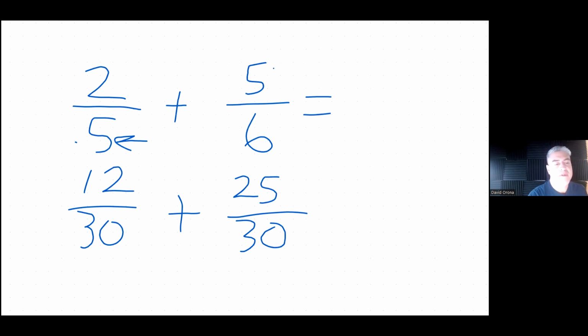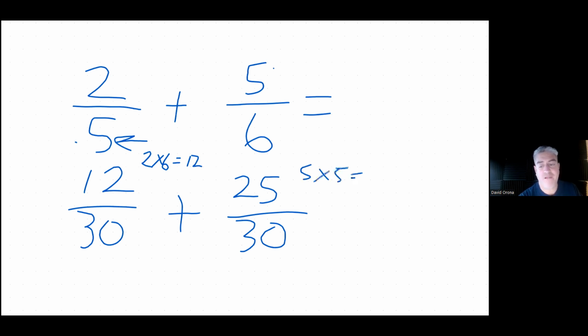So once again, we had to multiply 5 times 6 to get 30. So if we multiply 2 times 6, that equals 12. And on the other side, we multiplied 6 times 5 to get 30. So we have to multiply 5 times 5, and that equals 25. Okay?